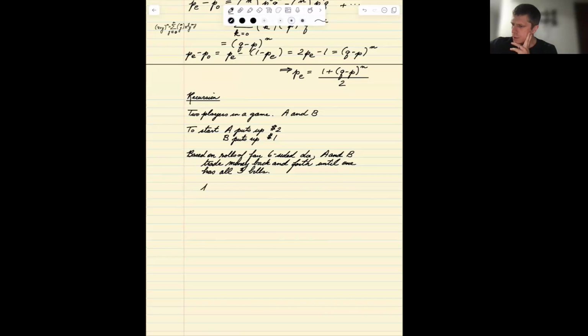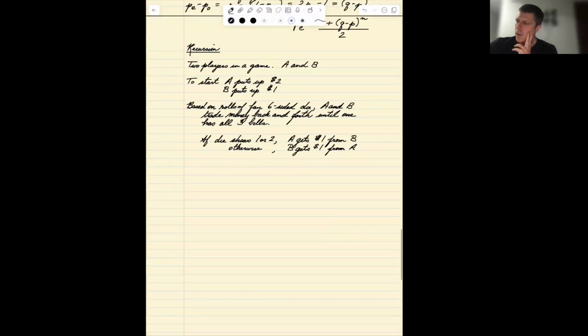So how do we do it? The rule is that if the die shows a 1 or a 2, A gets $1 from B. Otherwise, B gets $1 from A. What's the probability that A wins in this example? How are we going to do this?